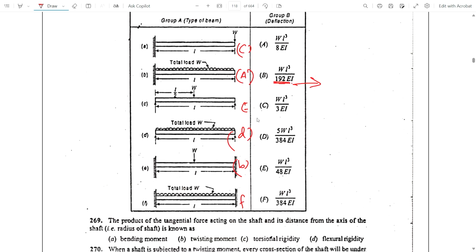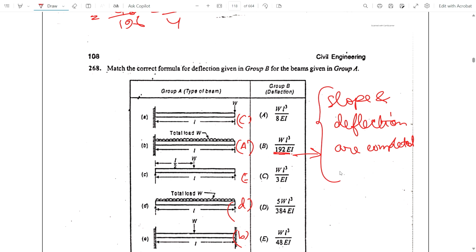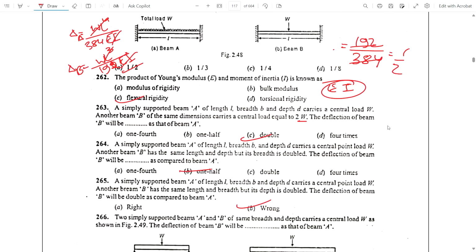Now I think all the questions of slope and deflection are completed. You can practice with me, and you will be very expert in slope and deflection. So you can continue practicing and revising all those things.